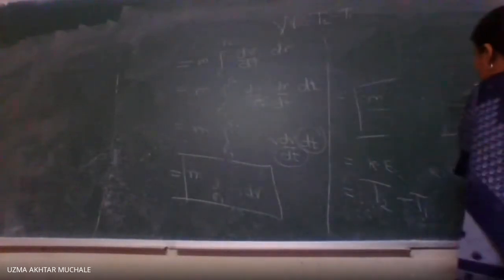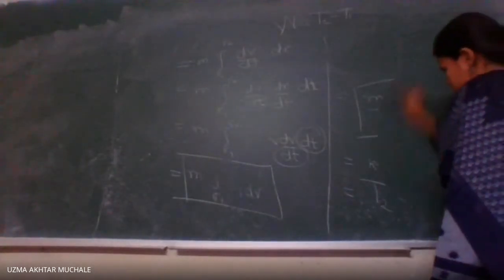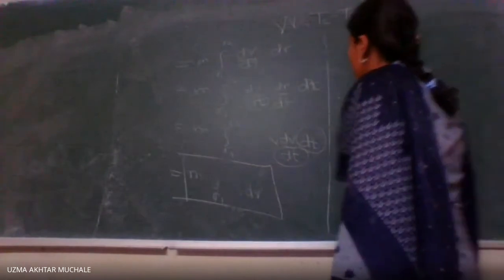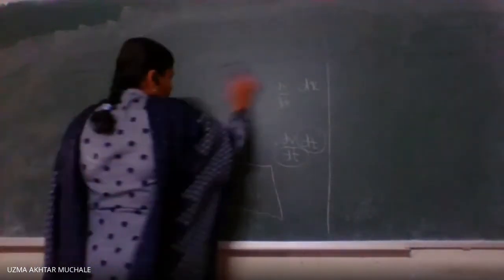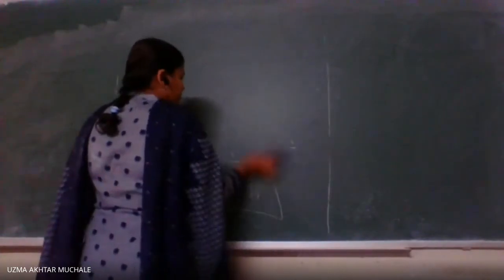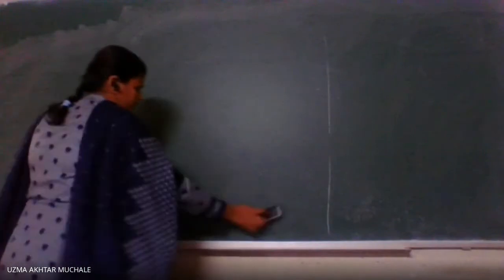Now what do you know about gravitational force? What is the main property of a gravitational force that Newton discovered with the help of an apple falling in the downward direction? But we have to show that the gravitational field of force is a conservative field of force.